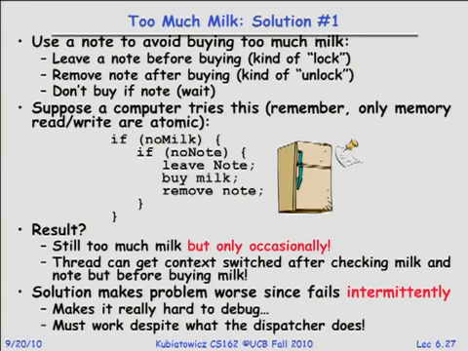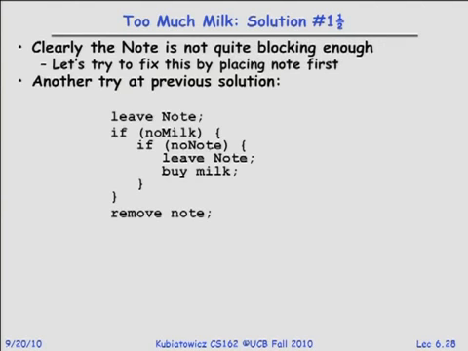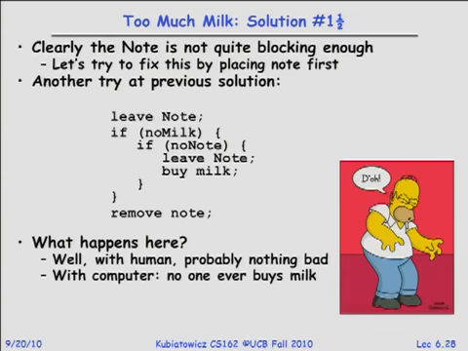Clearly the note doesn't block well enough, so let's try this by doing the note first. The problem was we checked stuff and then left the note, so let's leave the note first and then check. Okay, what's the problem here? Assuming that it's been a long day and you're kind of acting like an idiot, you put a note, you notice the note, you go away. So this particular solution is not great either, right? Because with humans probably nothing happens, but pretty much nobody buys milk. This is the Homer solution.